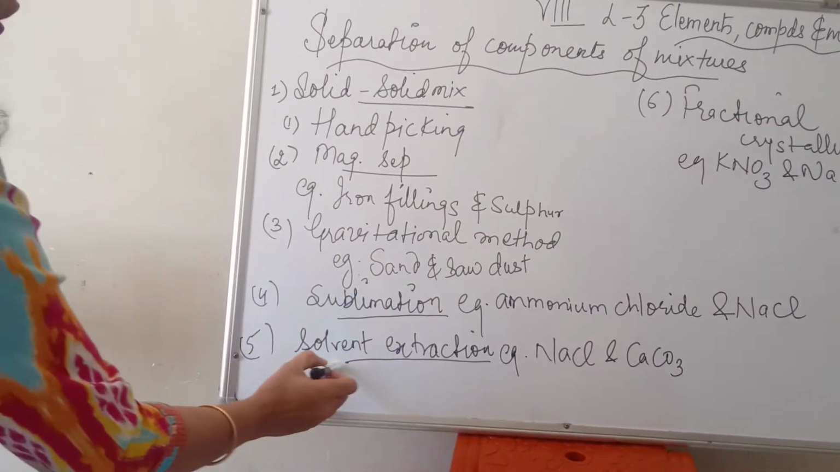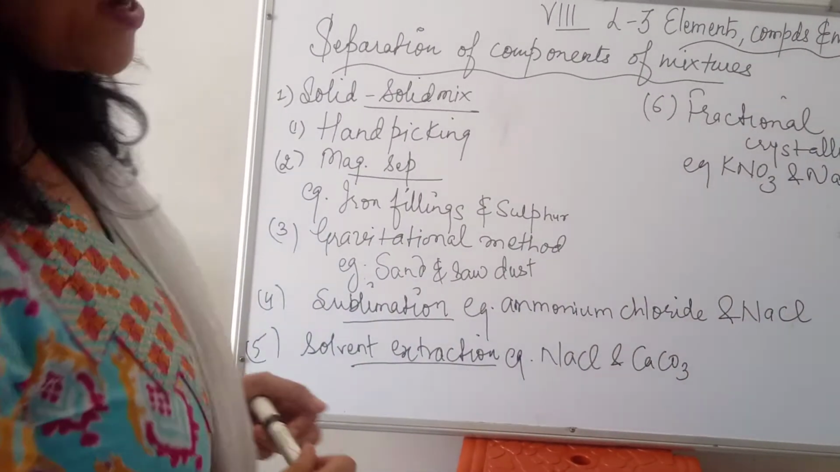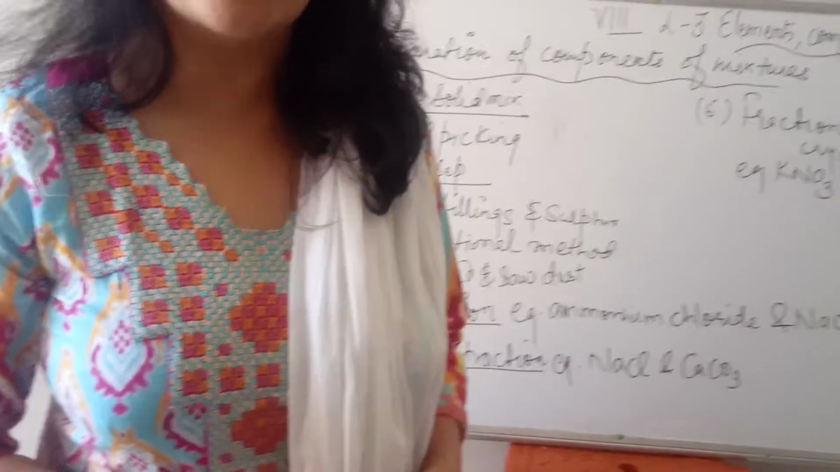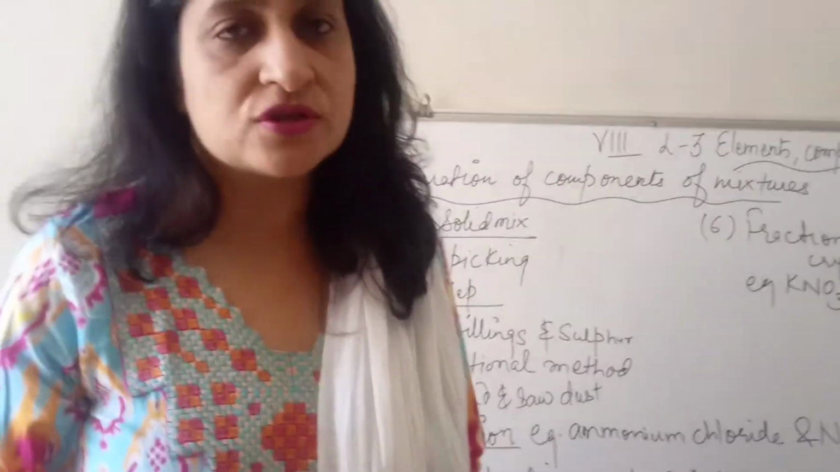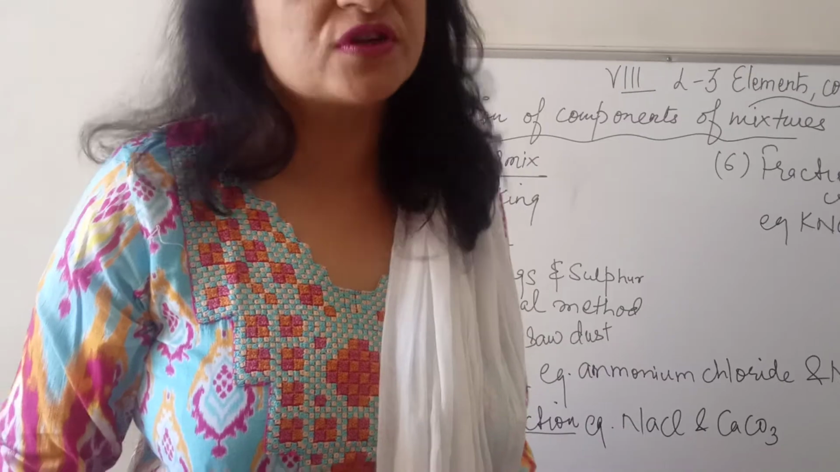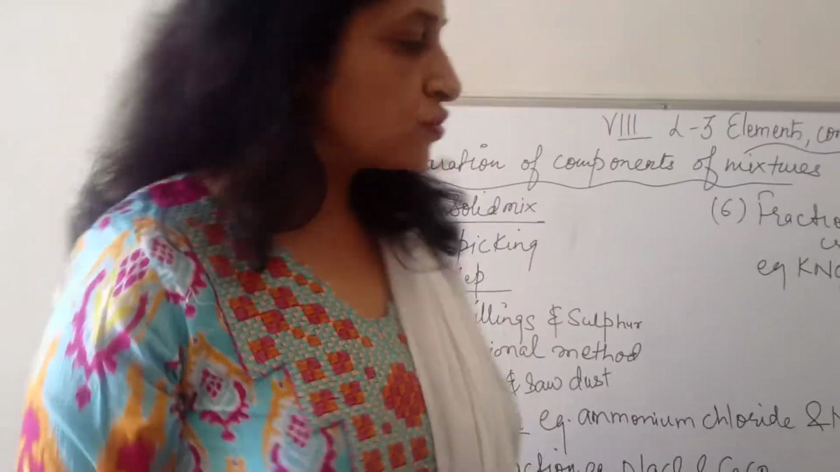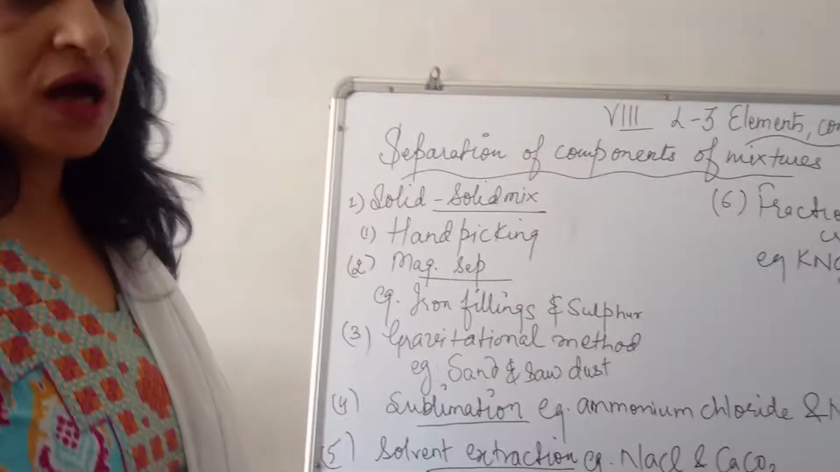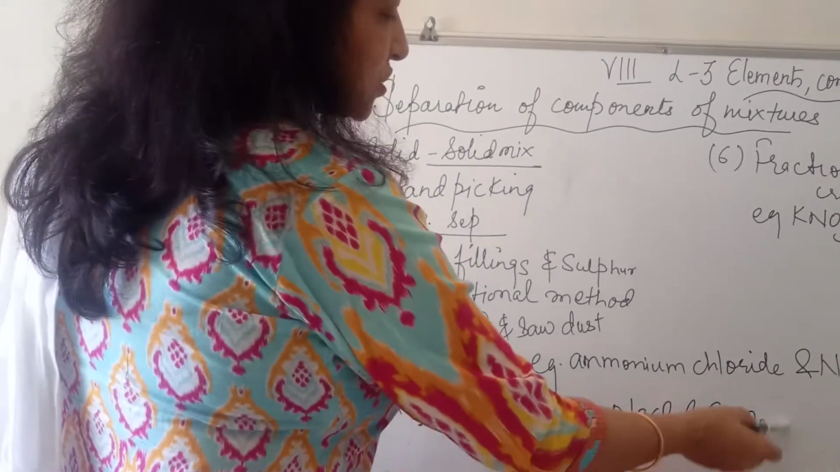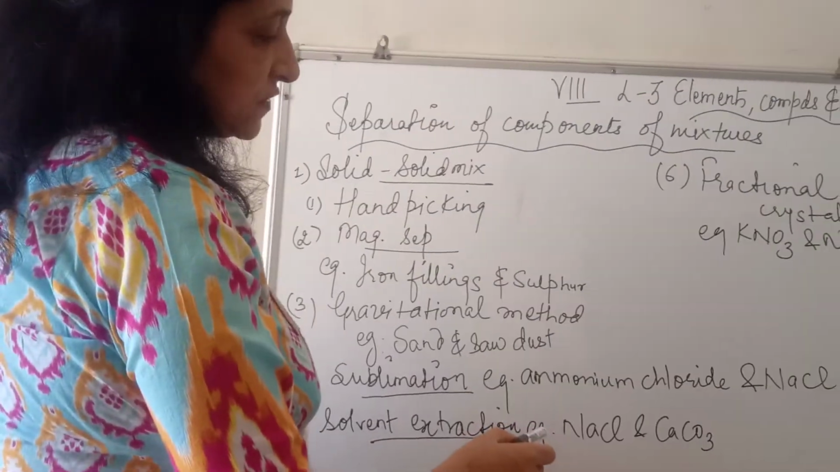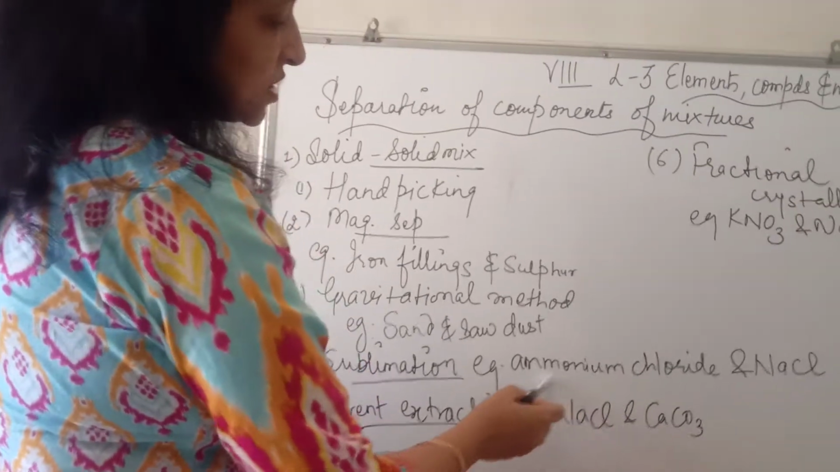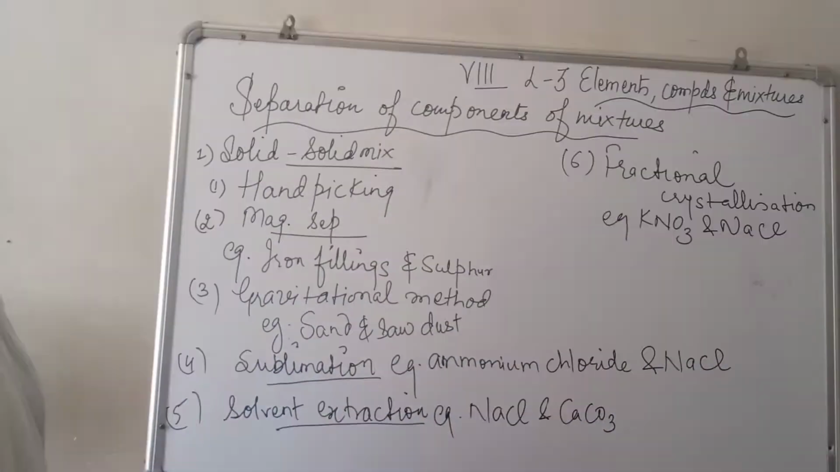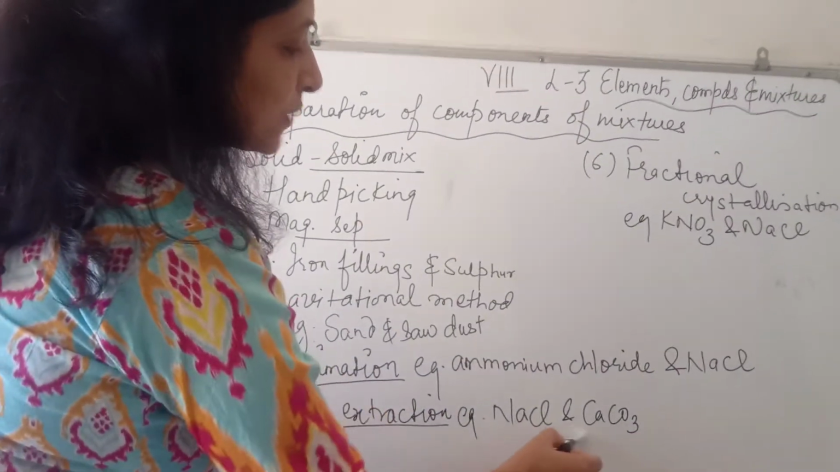Then the fifth one is solvent extraction. In solvent extraction we choose some solvent. For example, the solvent can be a liquid also, carbon disulfide also. Today I will send you the list of the solvents and the particular substances which get dissolved in a particular solvent. In this case we have taken sodium chloride and calcium carbonate. Now how will we separate this mixture? We mix it in water. Sodium chloride gets dissolved in water and calcium carbonate remains insoluble in water. So we can filter it and separate calcium carbonate from it.